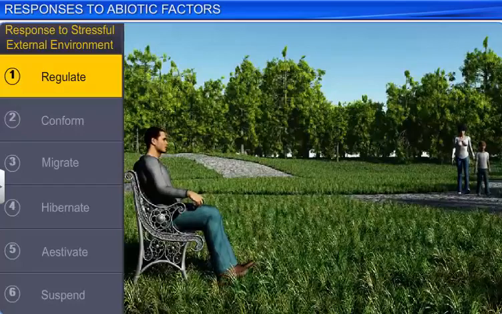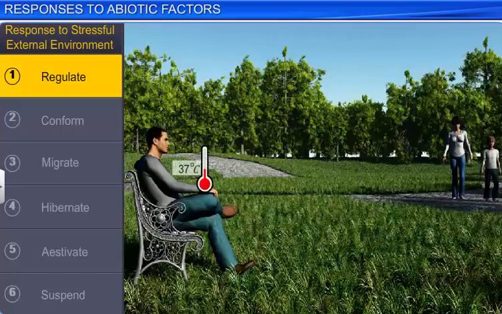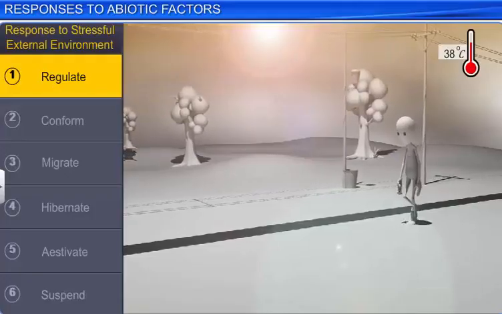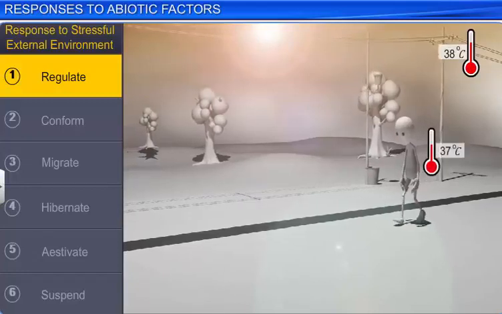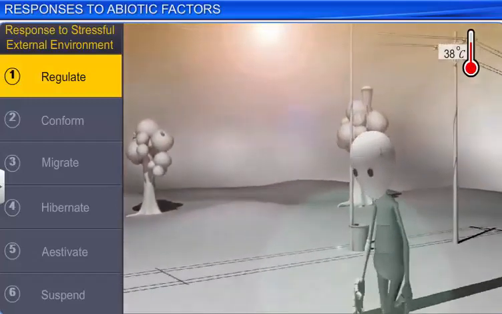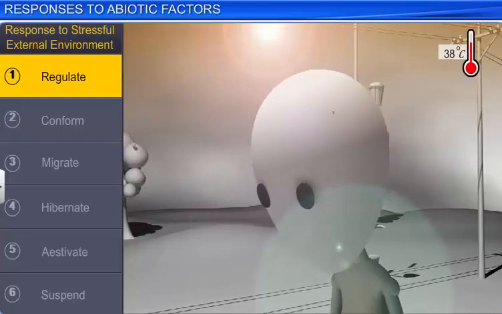For instance, human beings are capable of regulating their body temperature and maintaining it at 37 degrees Celsius. For example, in summer, when the external temperature is more than our body temperature, we perspire a lot. This results in evaporative cooling, which lowers our body temperature.